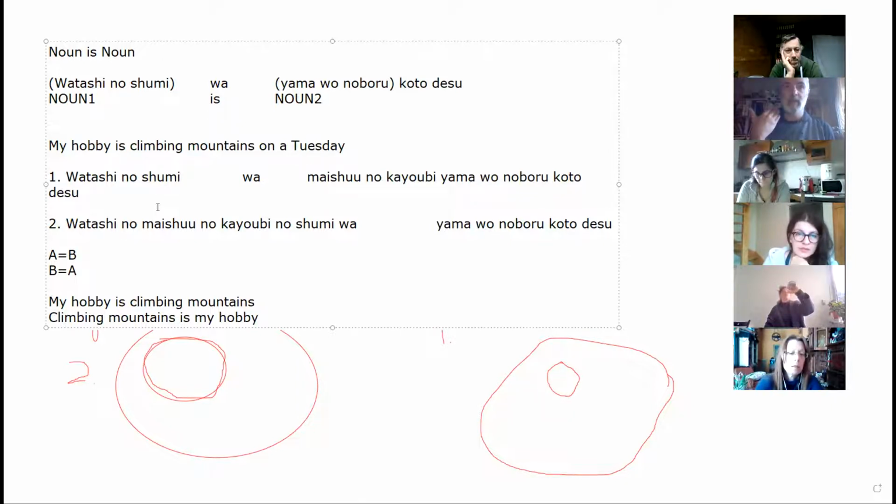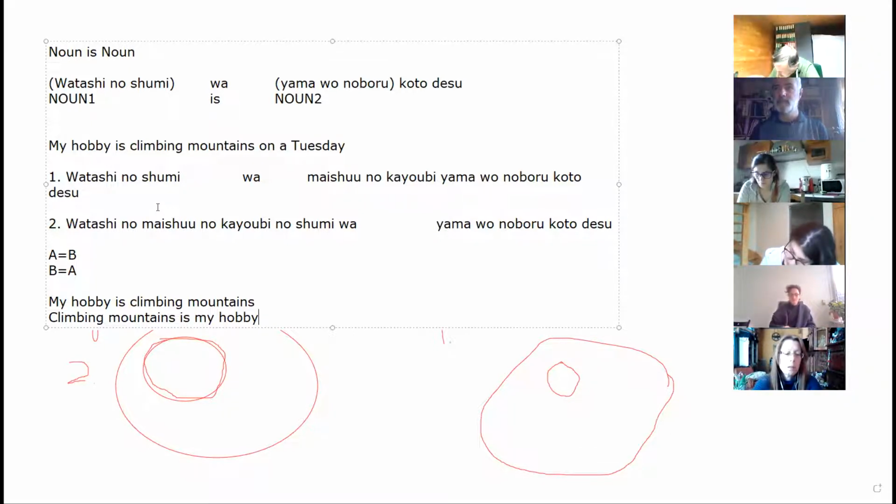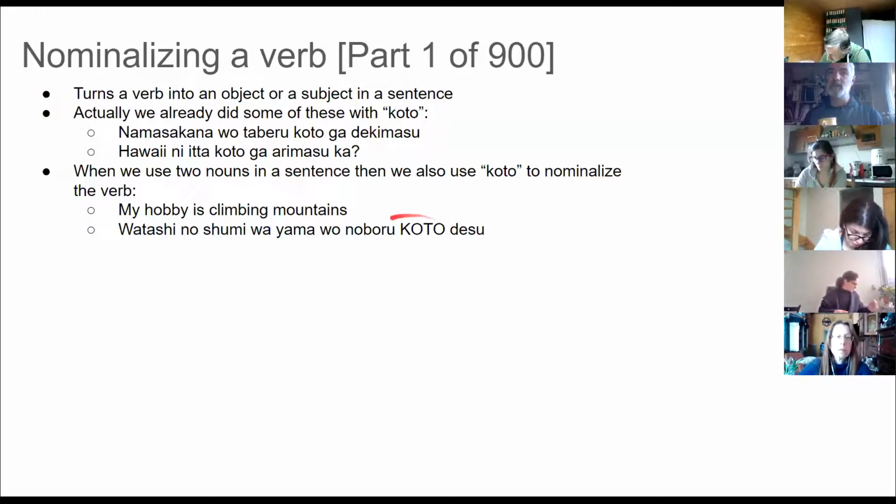You can say, yama o noboru koto wa watashi no shumi desu, or watashi no shumi wa yama o noboru koto desu. It doesn't matter which way around you do this. Now the most important thing at this point is to remember that this only uses koto. There is another nominalization which is using no, but for this type with noun equals noun, you can only use koto.